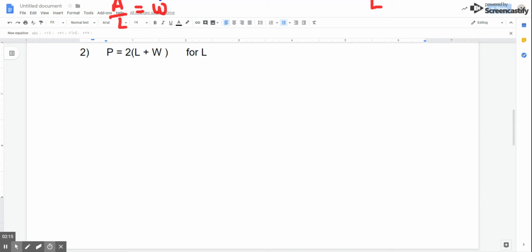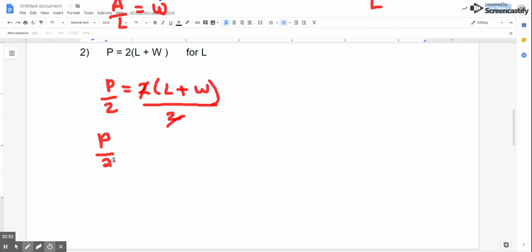P equals 2, open brackets, L plus W, for L. That means we want L equals on one side of the equation. Now 2 is multiplying all of this, the L plus the W, so we can divide both sides by the 2. So the 2 cancels and we're left with P over 2 equals L plus W.